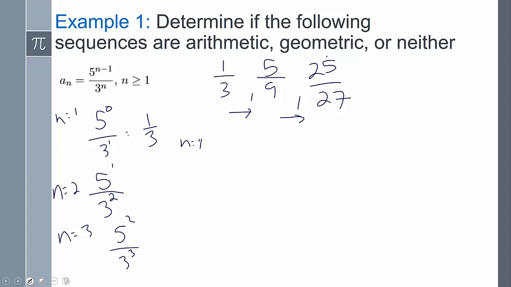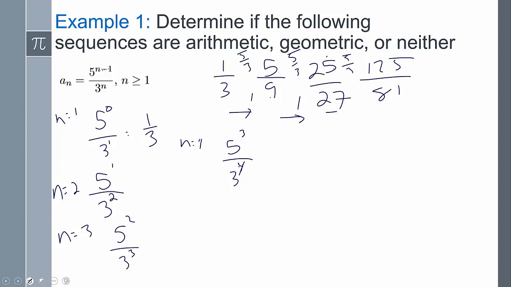Well, it looks like I'm multiplying by 5/3. And looking at this one, it looks like I'm multiplying by 5 over 3, because 5 times 5 is 25, and 3 times 9 gives me 27. So it looks like I'm multiplying by 5/3 every single time. If I try n equals 4, I get 5 to the third, because 4 minus 1, over 3 to the fourth. That gives me 125 over 81. Once again, multiply by 5/3.